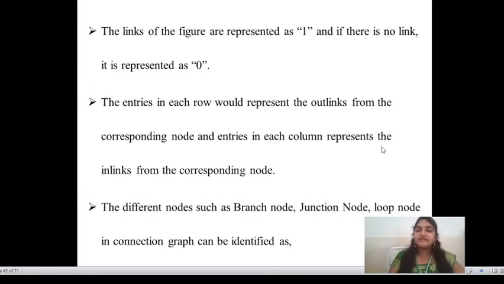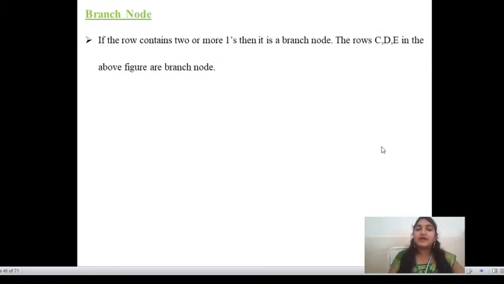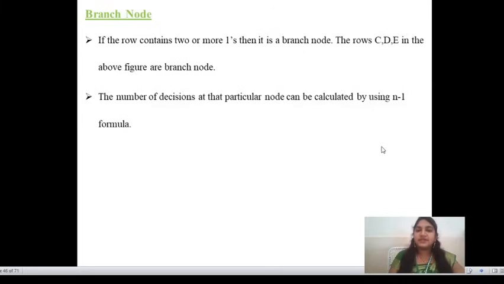The different nodes in a connection graph, such as branch node, junction node and loop node, can be identified. If a row contains two or more ones, it is known as a branch node. In the flow graph I have shown as an example, the rows C, D, E in the above figure are branch nodes. The number of decisions at a particular node can be calculated using the n-1 formula. If the row contains two or more ones, it is known as a branch node.